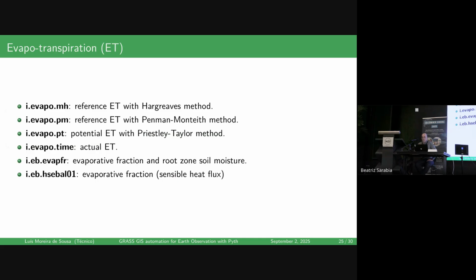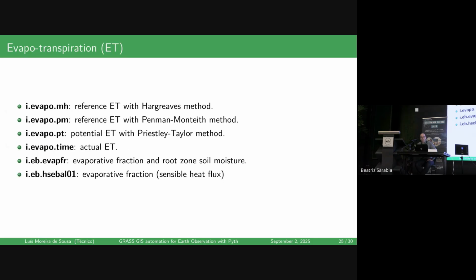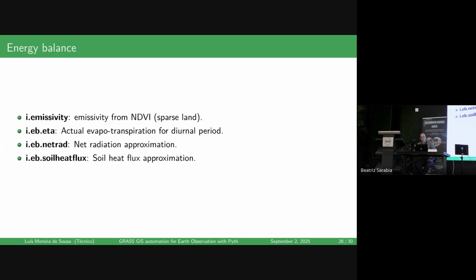So again, keep in mind that this is a large tool chest where you have a lot of things to choose from. Energy balance. So again, this is focusing on forestry, agriculture, and you have different tools there. For instance, to compute net radiation, very interesting. And I think soil heat flux. So this is a different method than the one that depends on evapotranspiration.